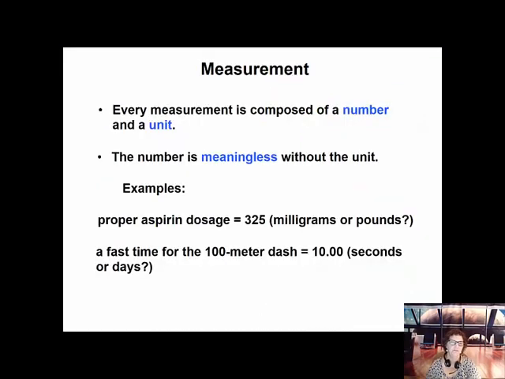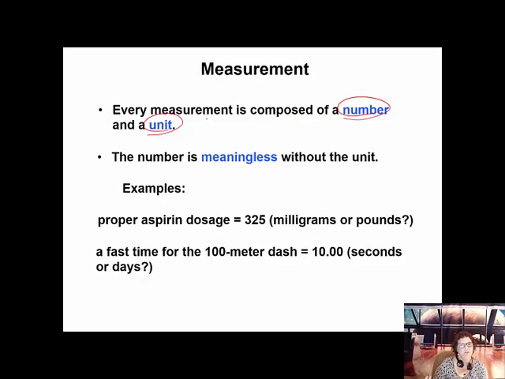We talked a little bit about states of matter and how we classified those in the first part. Now we need to talk about how we're going to be making measurements in chemistry. There are two components of a measurement. The first is the number, and the second is the unit. A number is meaningless without a unit. It's just 5, okay? But if it's 5 grams, that tells us what that means.